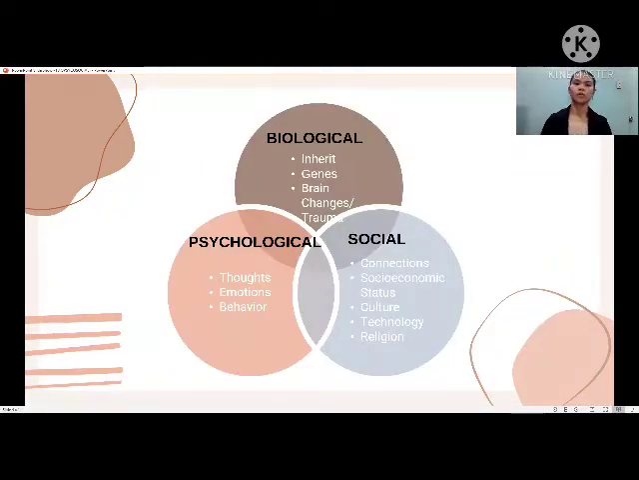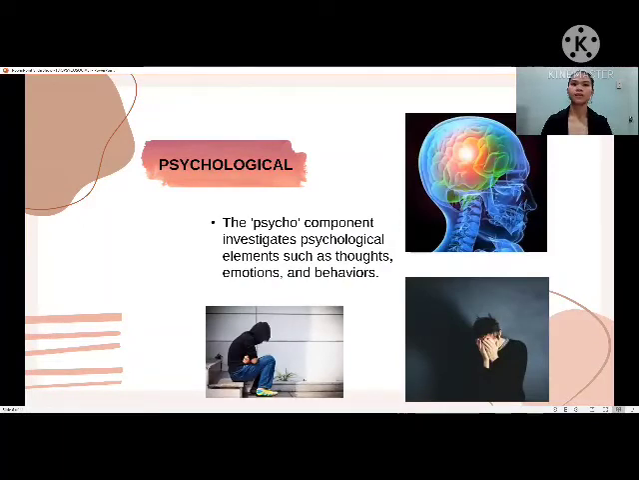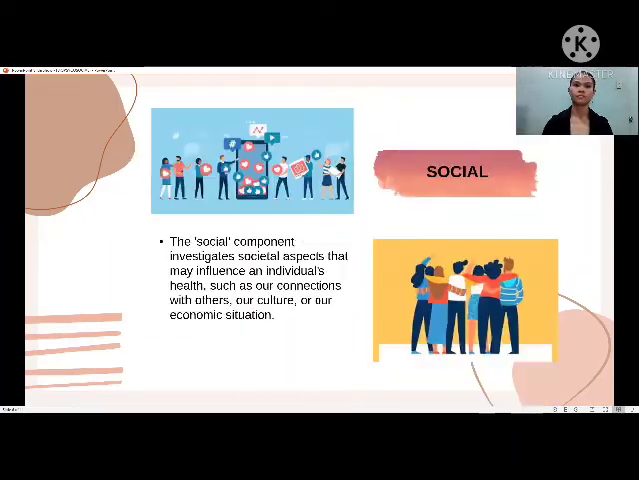Next, the biopsychosocial is divided into three: the biological, psychological, and social. Biological influences on health include an individual's genetic makeup and history of physical trauma or infection. Many disorders have an inherited genetic vulnerability. Next is psychological. The psycho component investigates psychological elements such as thoughts, emotions, and behaviors. Next is social. The social component investigates societal aspects that may influence an individual's health, such as our connections with others, our culture, or our economic situations.